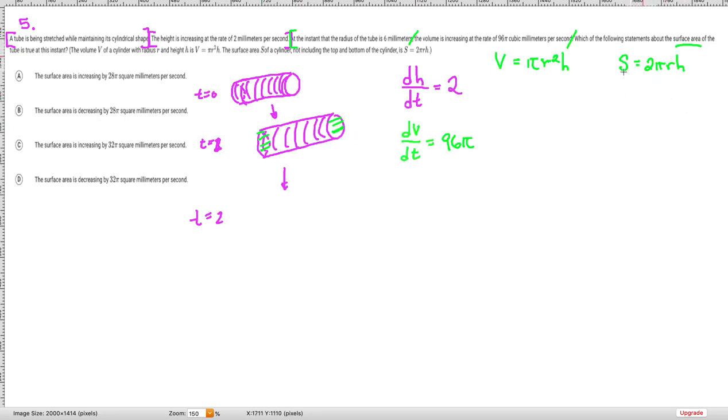So that's the surface area. The surface area is everything going around. It's like if we cut it open, we would get a rectangle. The area of that rectangle would be the surface area of this tube.